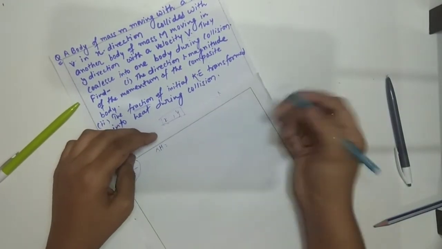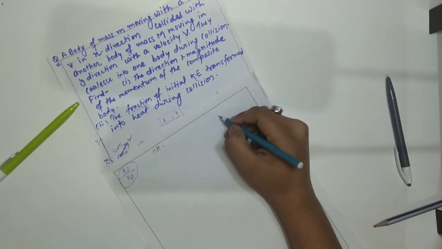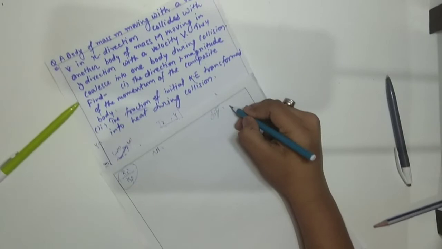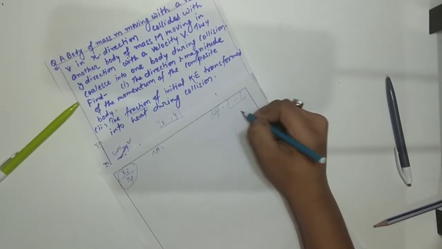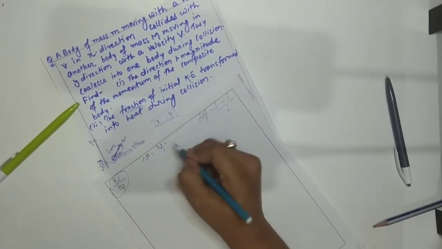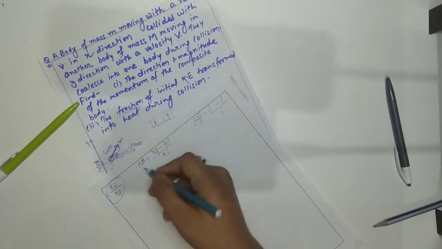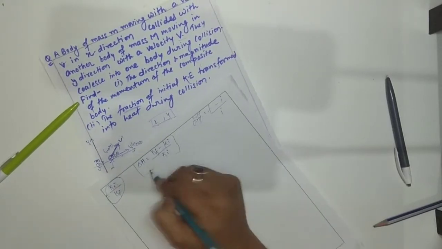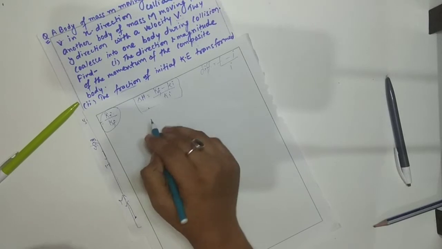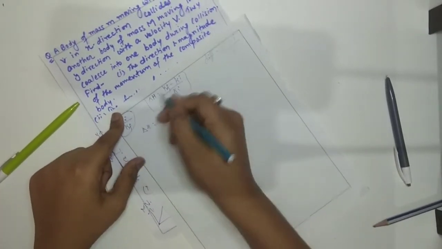We studied in 8th class one formula to calculate the difference. That formula was final minus initial upon initial, so we will apply that only. So K final minus K initial upon K initial will give us the heat which is transformed. So let's do this. Delta H is nothing but K final minus K initial. What will be the K final of this?